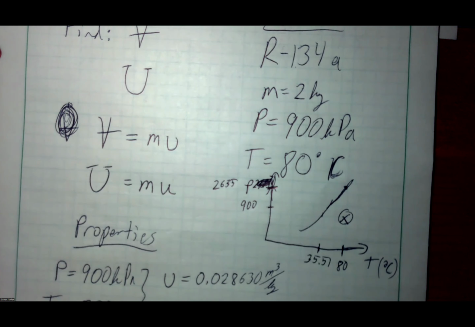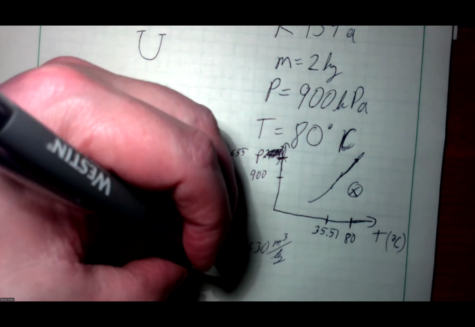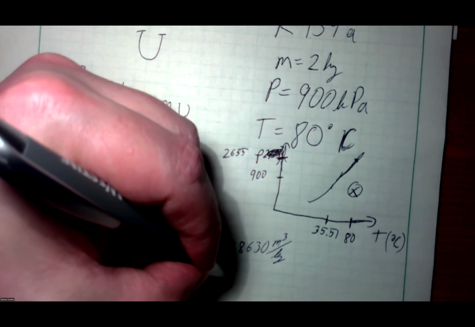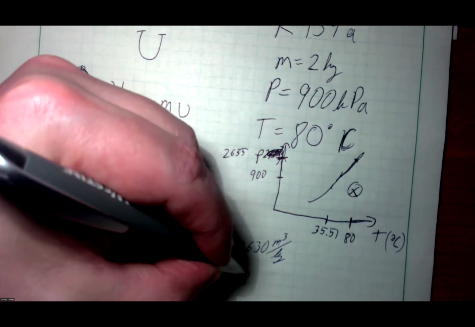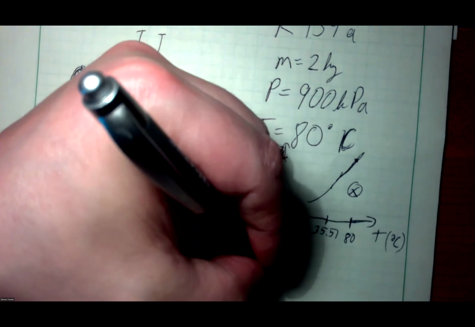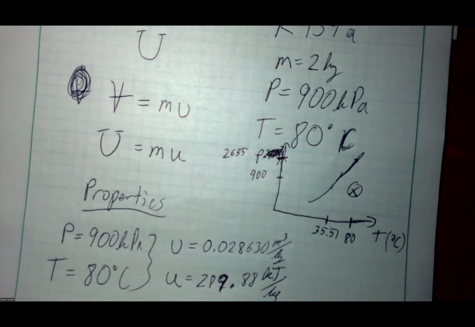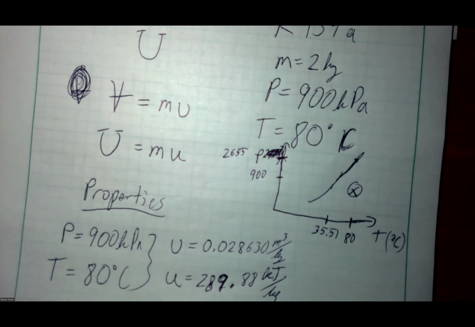Those are up at the top of the tables. And then the internal energy value at that pressure temperature combination is 289.88. And the units in metric, they're going to be kilojoules per kilogram. It's always energy per unit mass. In metric units, that's going to be kilojoules per kilogram. Let's write that a little bit better. 289.88. Always double check those before you set your book aside.